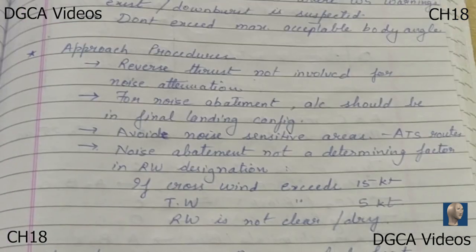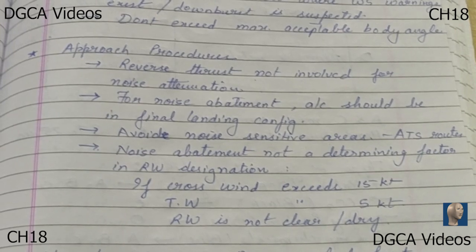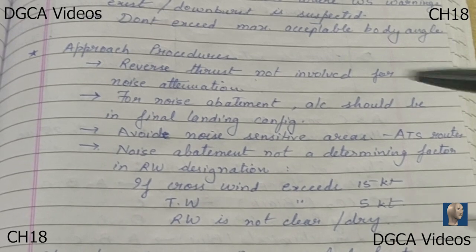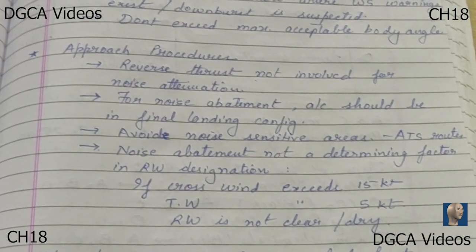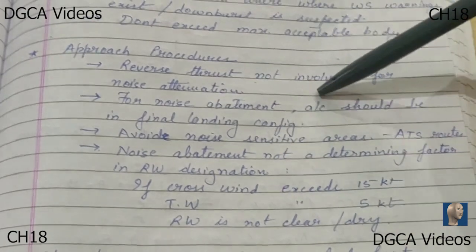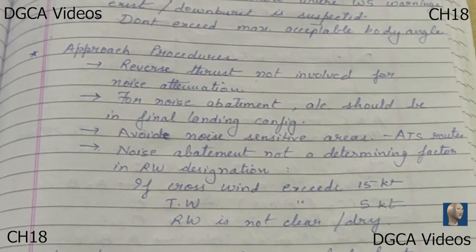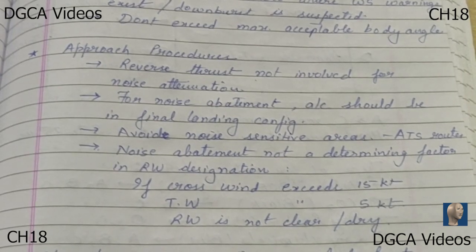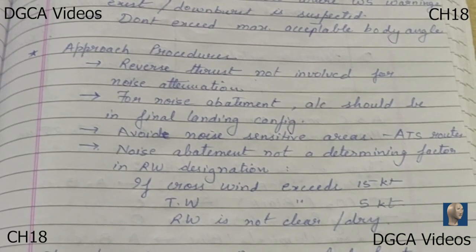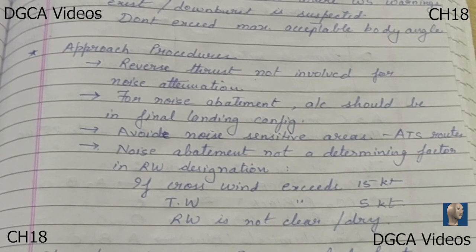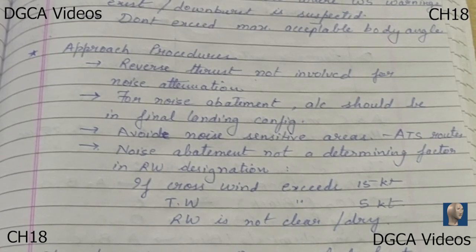Fine. Similarly, for approach also, various noise abatement procedures are taken into consideration, but one thing is that reverse thrust does not help in this, so you can leave that. And also for noise abatement, the aircraft should be in final landing configuration. Either they will be at the outer marker of the ILS if they are following the ILS approach, or at a point 5 nautical miles from the threshold of the landing runway, right?